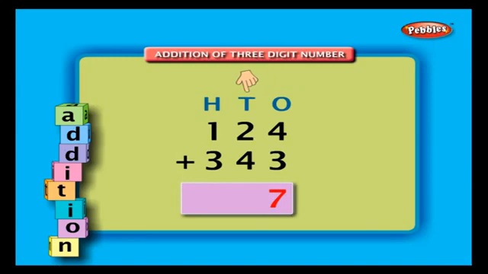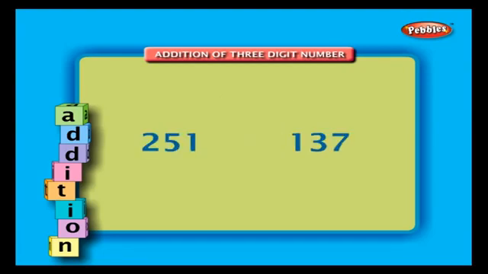Next add tens column. 2 plus 4 is equal to 6. Write 6 below the tens column. Now add the hundreds column. 1 plus 3 is equal to 4. Write 4 below the hundreds column. Therefore, 124 plus 343 is equal to 467.